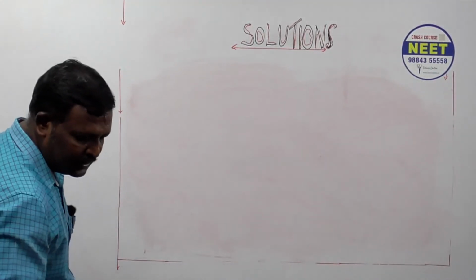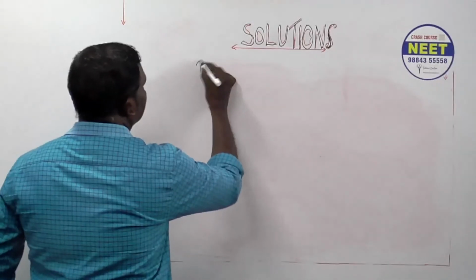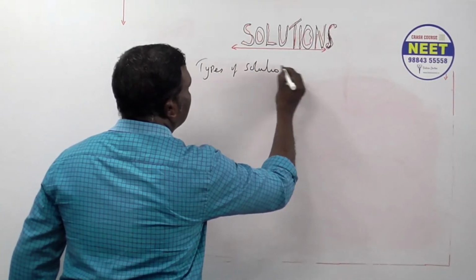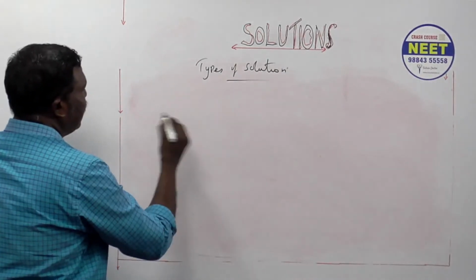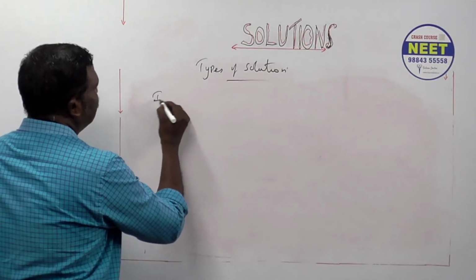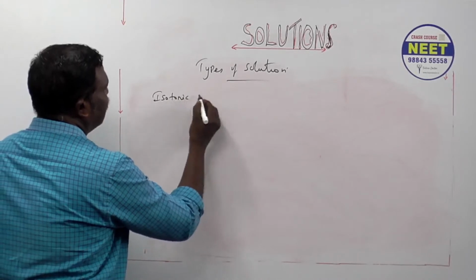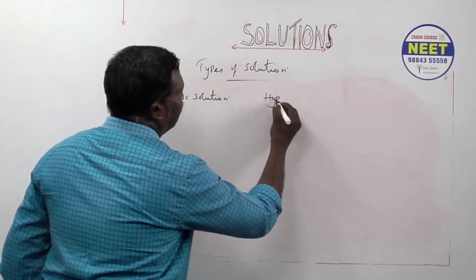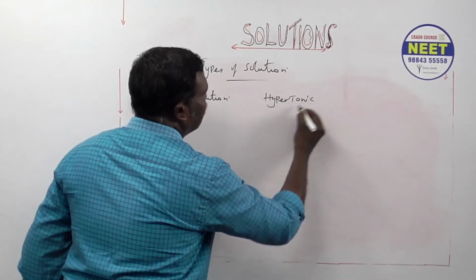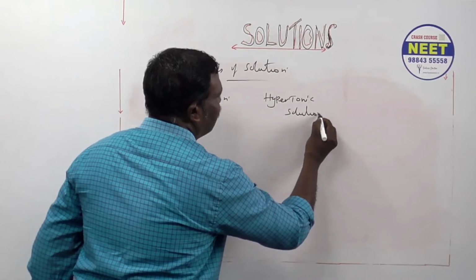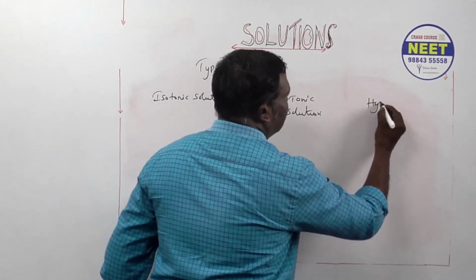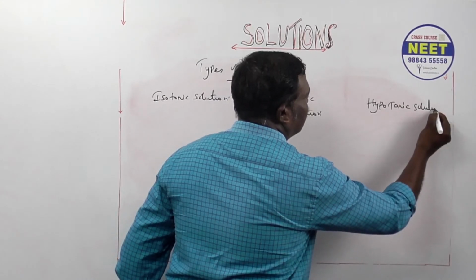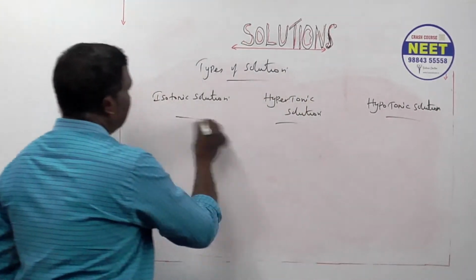Then put one heading: types of solution. See, types of solution here. Isotonic solution. Hypertonic solution. Then hypotonic solution.